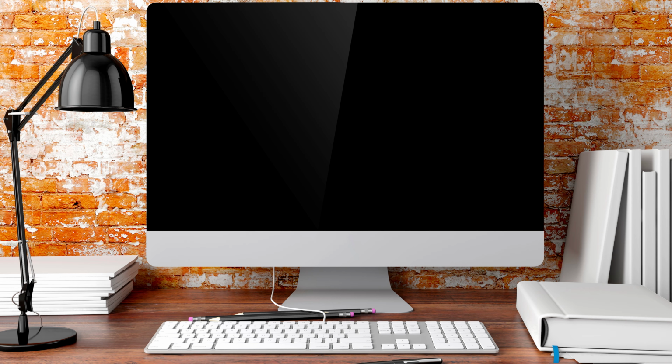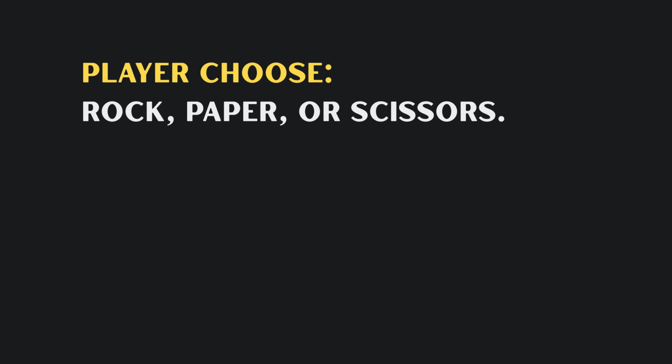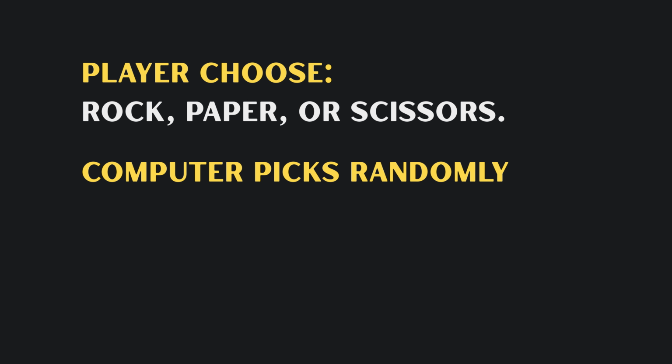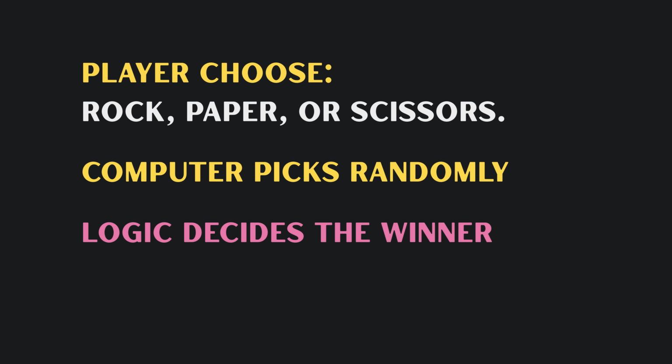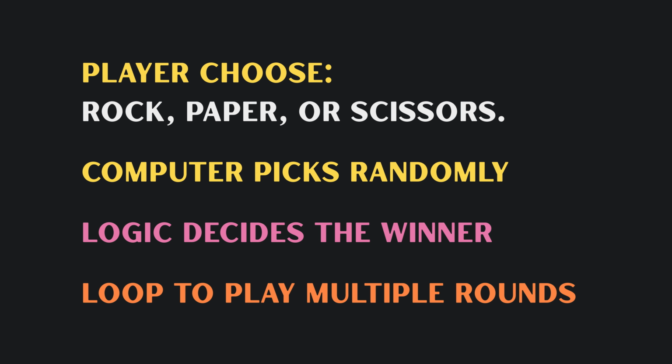So first, we need a way for the player to choose rock, paper or scissors, and a way for the computer to pick it randomly, and logic to decide who wins. A loop so we can play multiple rounds.